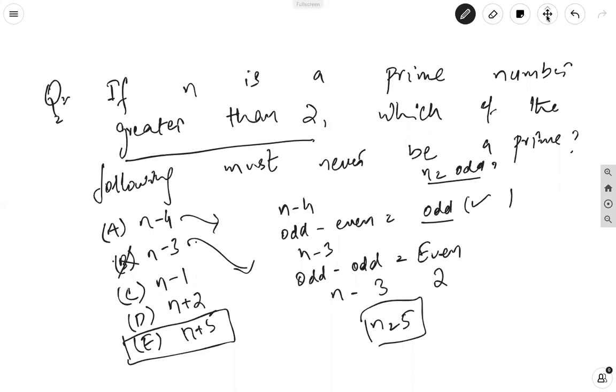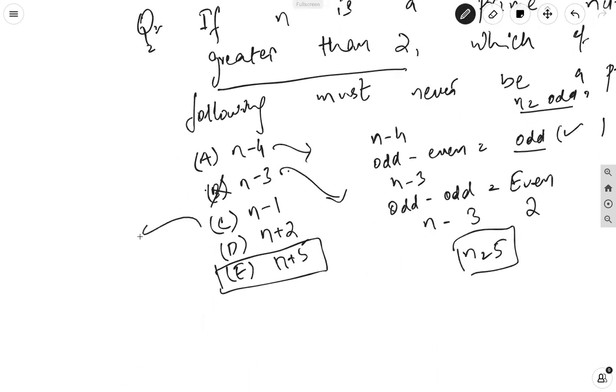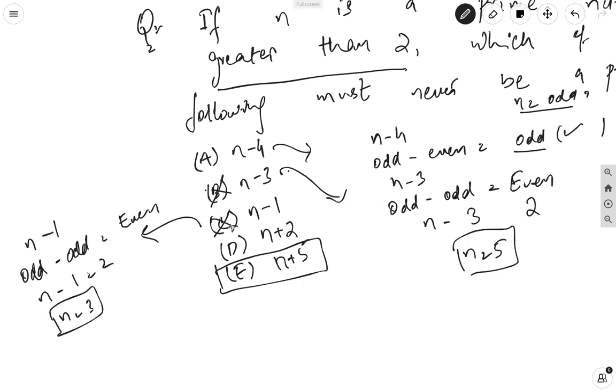Now, if I move to C, C is n-1. Again, odd minus odd results in even, which is 2, right? So n-1 is 2, n is 3. Yes, 3 is also prime. So this is again out. Now the next one is n+2. Odd plus even is odd, right? So again, for the time being, I'm just ignoring A and D.